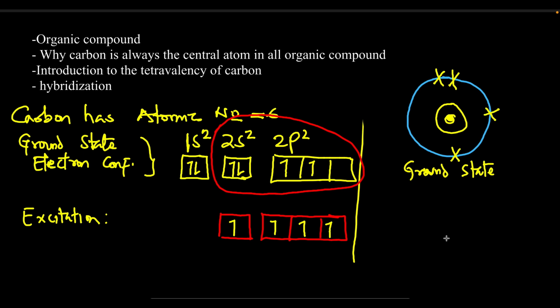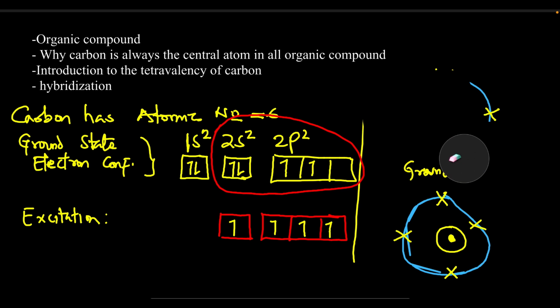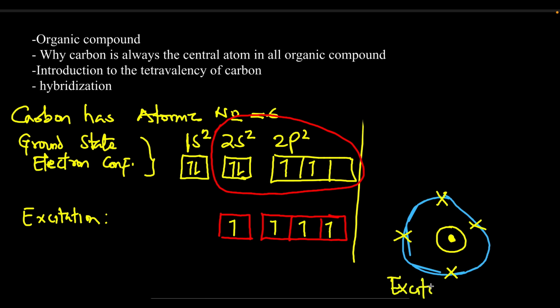Now, during excited states, this is what is going to happen. This place that was two, one of them would unpair itself and now come here, thereby forming four unpaired electrons. Now, if an atom wants to bond, do not forget this is the excited state. If an atom wants to bond, for instance, this is carbon. The four electrons is here.